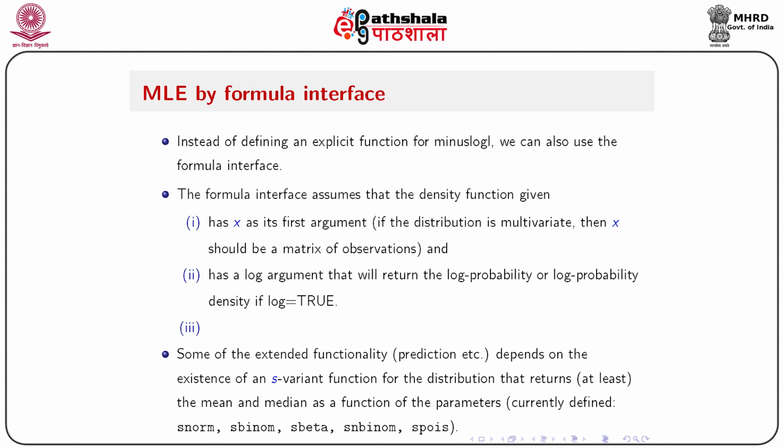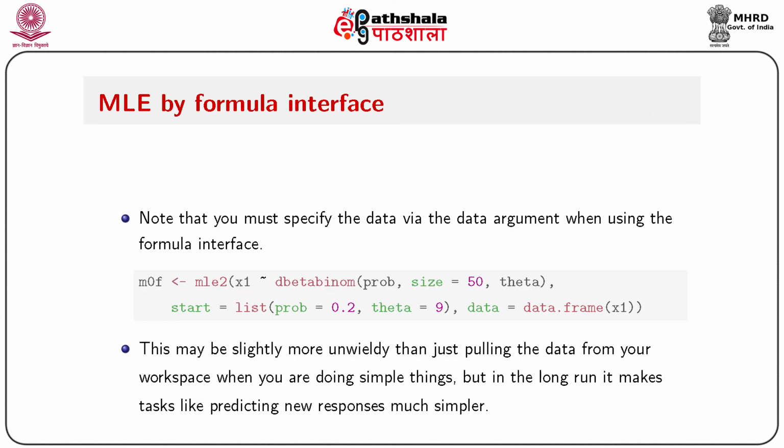Some of the extended functionality depends on the existence of an s-variant function for the distribution that returns the mean or median as a function of parameters. Currently defined are snorm, sbinom, sbeta, snbeta, negative binomial, and spois. Note that you must specify the data via the data argument when using the formula interface.